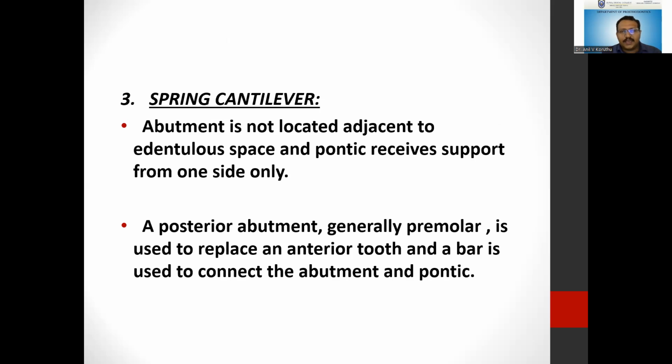Then comes the spring cantilever. In spring cantilevers, the abutment is located adjacent to the edentulous space and the pontic receives support only from one side. Or else you can call it so if the abutment tooth located near the edentulous space is not capable enough to take up the load of the replacing tooth, then any other tooth from the posterior region may be taken with the help of a spring to support the anterior tooth to replace the particular area.